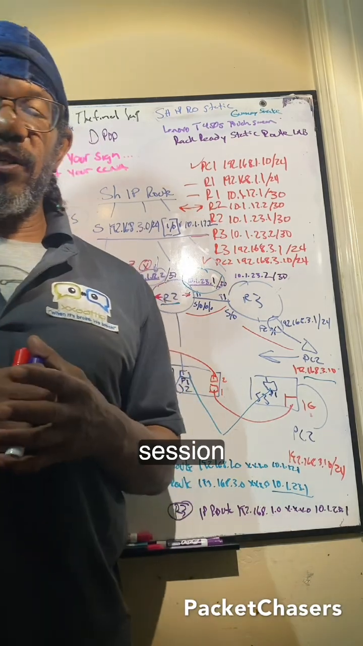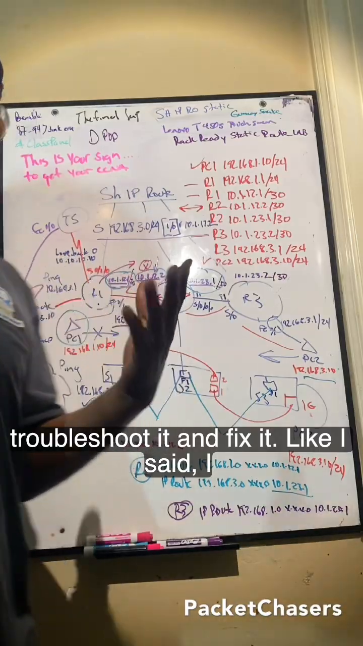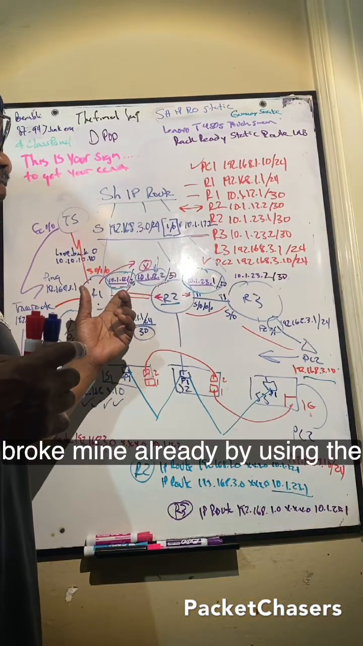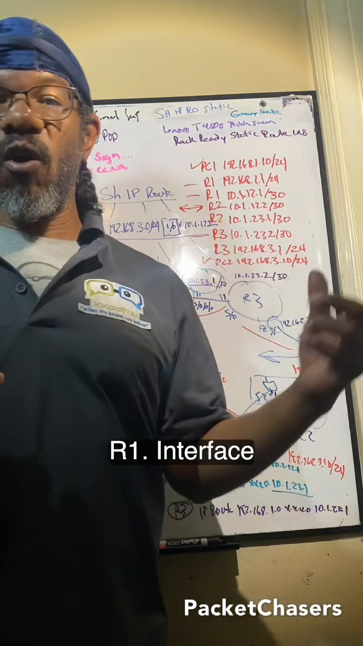During the next session, we're going to break this and then troubleshoot it and fix it. Like I said, I broke mine already by using the wrong subnet mask on the R1 interface.